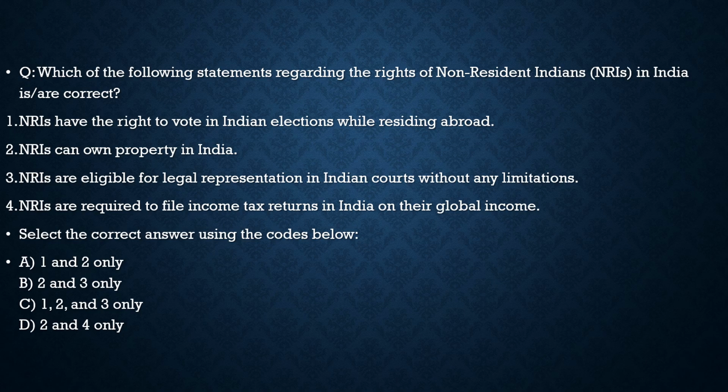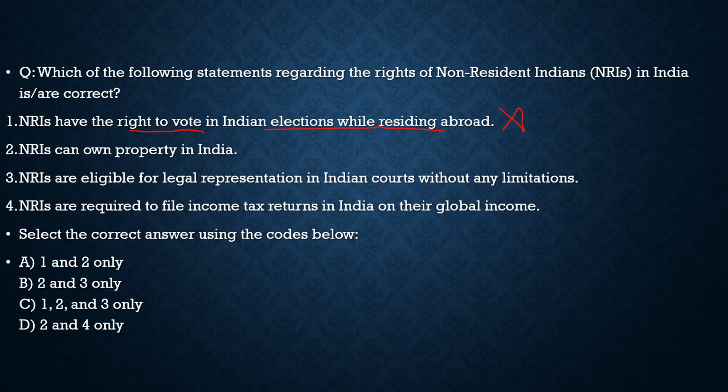Here the question says, which of the following statements regarding the rights of non-resident Indians in India are correct? The first statement says NRIs have the right to vote in Indian elections while residing abroad. This is incorrect. You can be confused here. Why is it incorrect? As we had understood in the discussion itself, they have the right to vote. But let's look at the question carefully. It says they have the right to vote in Indian elections while residing abroad. No, they had to come to India for voting. So this statement is incorrect. They have the right to vote, but for voting they have to come to India. They don't have any special provisions to vote from abroad.